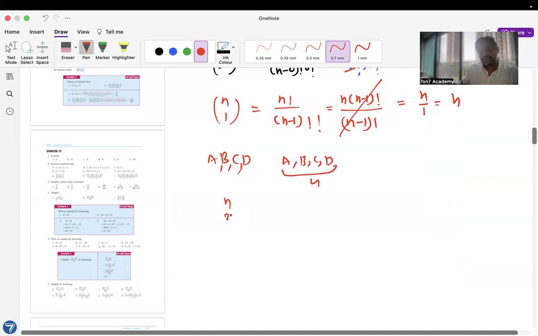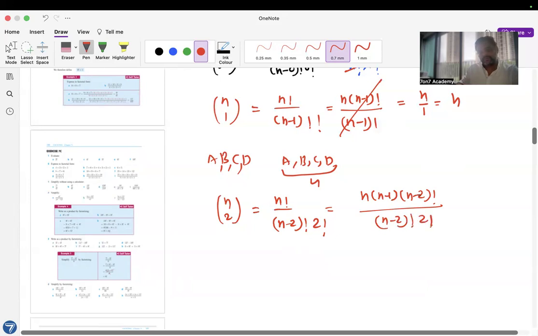Now if you want NC2, it says n factorial divided by n minus 2 factorial times 2 factorial. Something I have written wrong; I had to write one more term here: n into n minus 1 into n minus 2 factorial divided by n minus 2 factorial times 2 factorial. This cancels out. So n into n minus 1 over 2 into 1. So out of n objects, selecting 2, how many different ways do you have?